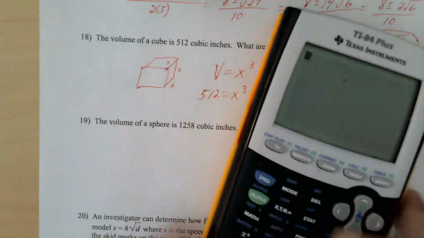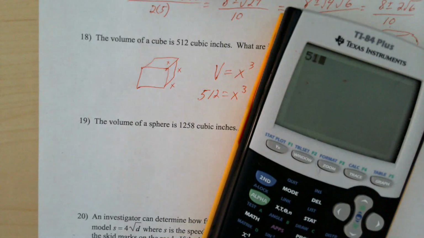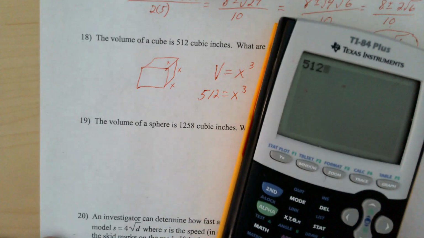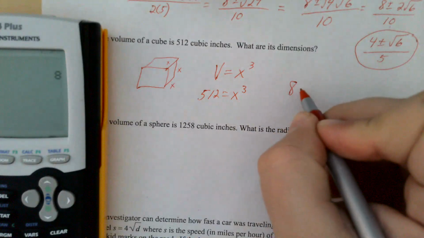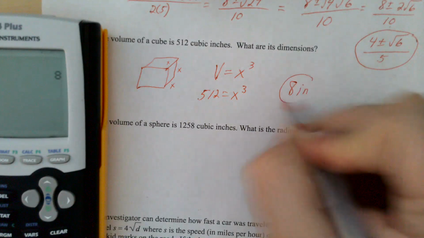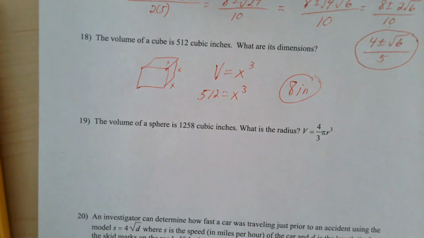We're going to take our calculator, type in the volume, and the easiest way, instead of taking the cube root, is to raise it to the 1/3 power. Okay, and we're going to see that, hey, it's an 8. So in this case, it's 8 inches. Okay, you're done. These are all done.